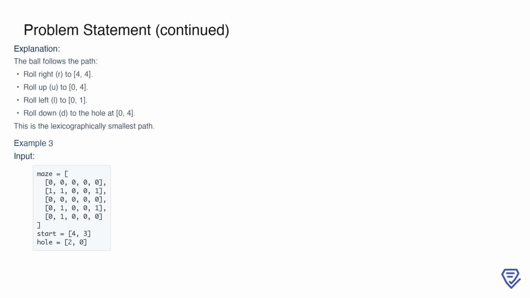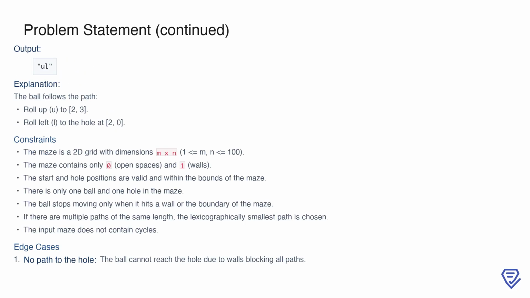The solution prioritizes both the shortest distance and the lexicographically smallest order. In another scenario, the hole is located at position 2, 0. Starting from 4, 3, the ball rolls up to 2, 3. Then, it rolls left to the hole at 2, 0. This sequence is the shortest path and also the lexicographically smallest one. These examples illustrate how the ball navigates the maze by rolling in specific directions until it hits a boundary, and how the shortest and smallest path is determined step by step.